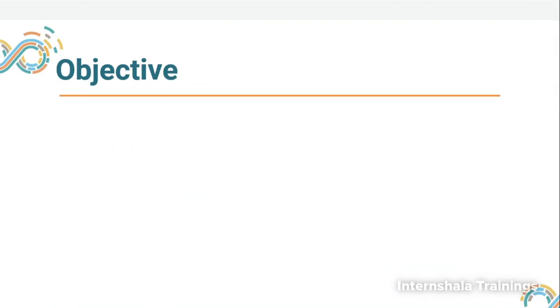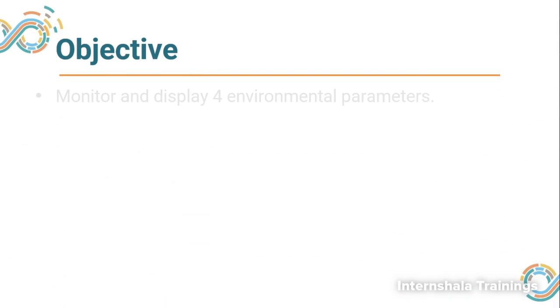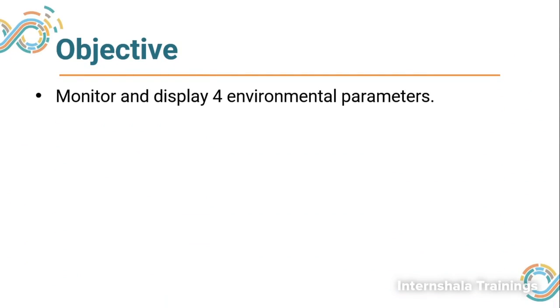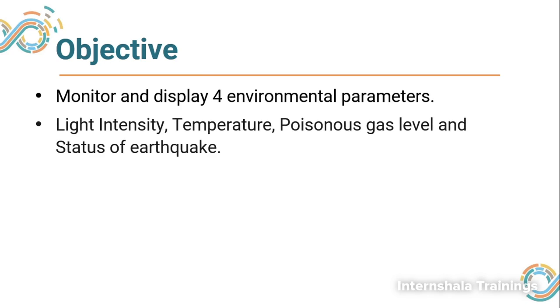So what exactly is a weather station? We are going to monitor and display a few environmental parameters. In this we are choosing 4, you can always have more or less. These parameters are light intensity, temperature, poisonous gas level and the status of earthquake at that place.